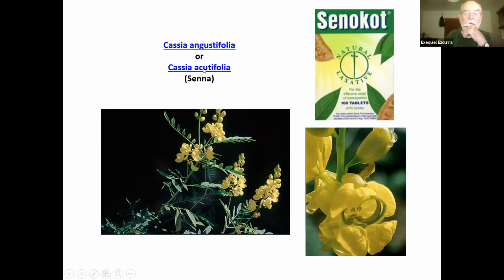Cassia angustifolia, very commonly planted throughout Southern California. It's used as a laxative, and you can find products made from Cassia angustifolia like Senokot.